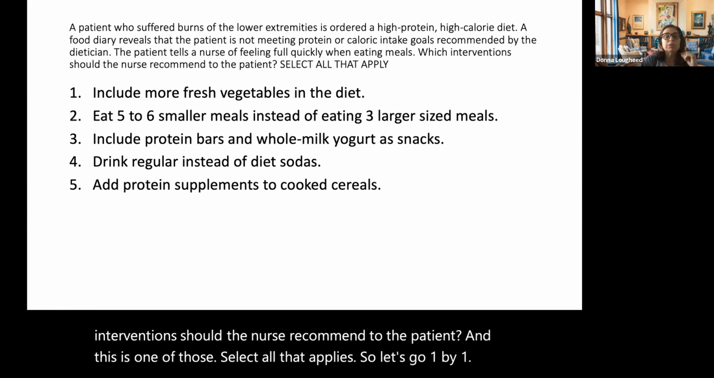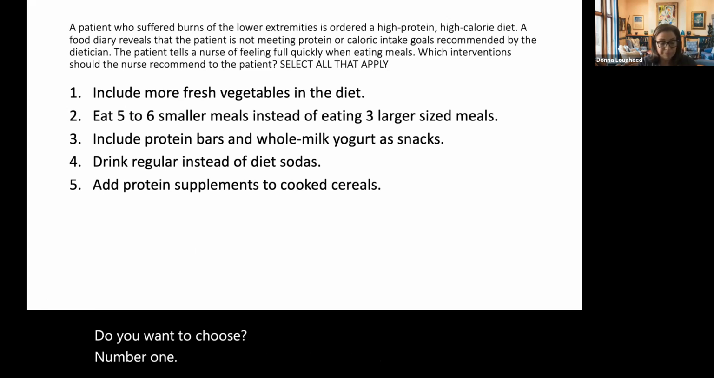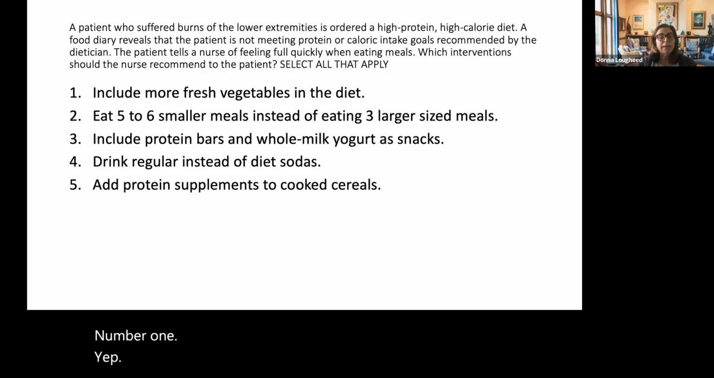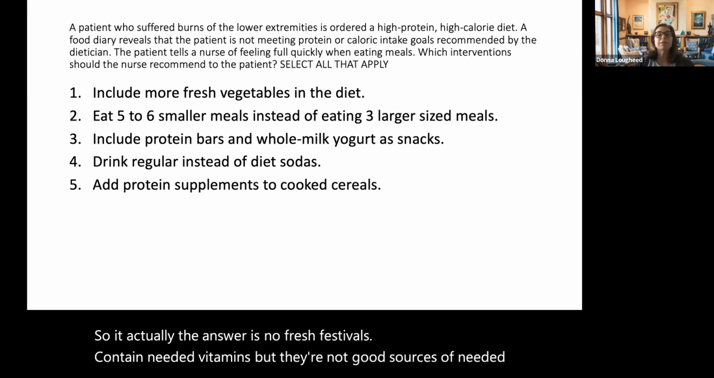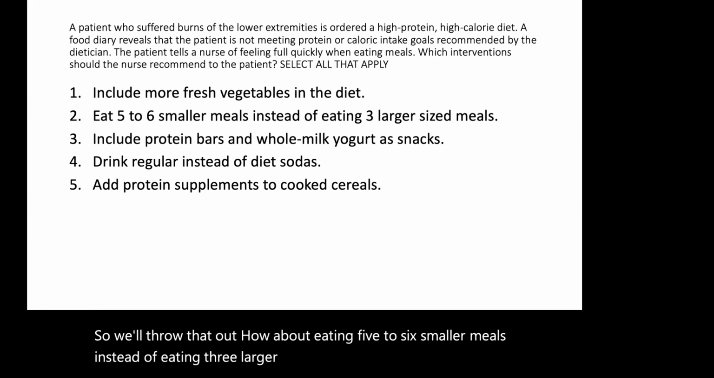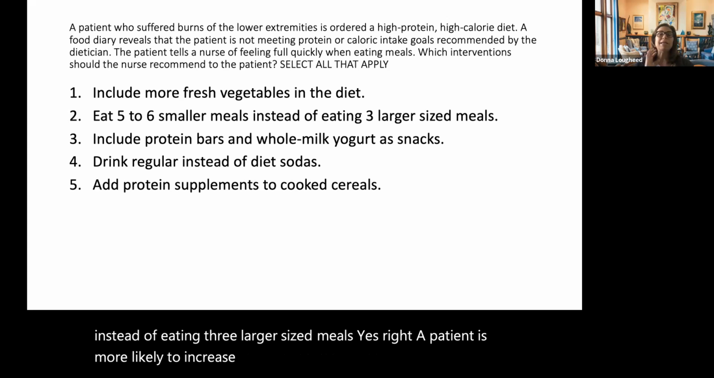Do you want to choose number one? So actually the answer is no. Fresh vegetables contain needed vitamins, but they're not good sources of needed calories or protein. So we'll throw that out. How about eating 5 to 6 smaller meals instead of 3 larger meals? Yes. A patient is more likely to increase their intake if they eat more frequent meals.